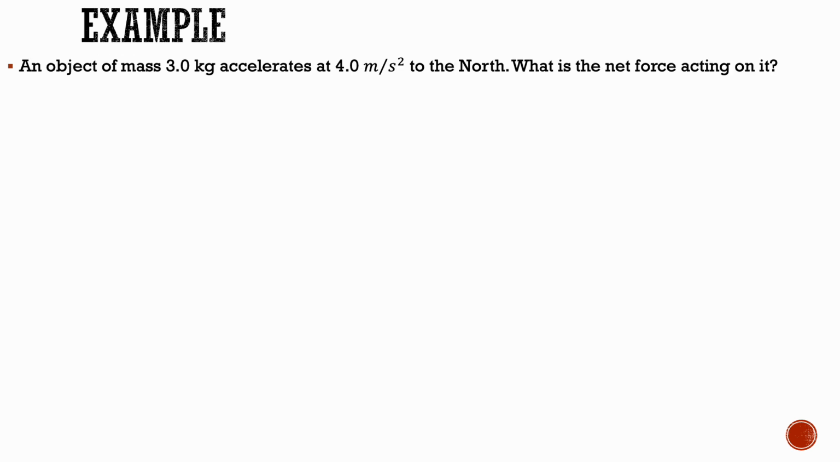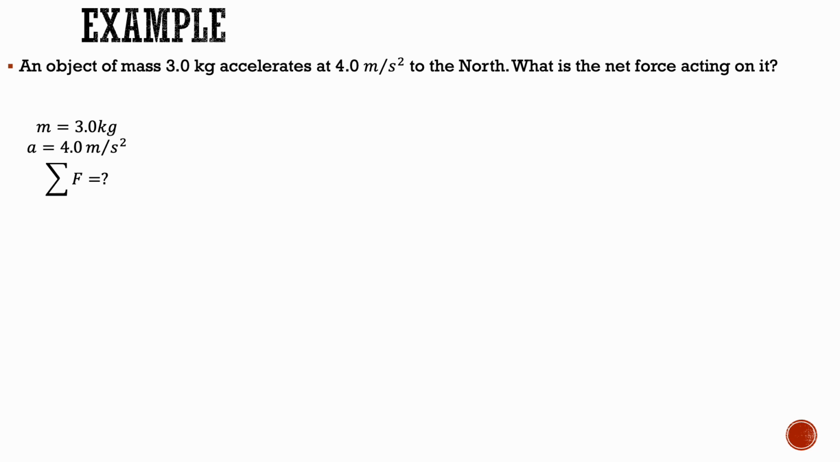Next, we have an object of mass 3 kilograms accelerates at 4 meters per second squared to the north. We want to know what force is acting on it. So we'll write out our information that we're given in the question. So we have a mass of 3 kilograms, an acceleration of 4 meters per second squared, and we're looking for sum of our forces.